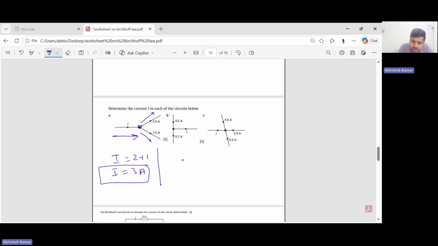Now observe this question. If you observe this question, what is happening? You are leaving this one, but in these two ways you are entering it. It means 0.7 plus 0.5 is equal to what? I. You will get the value from here. I is equal to whatever, after solving.